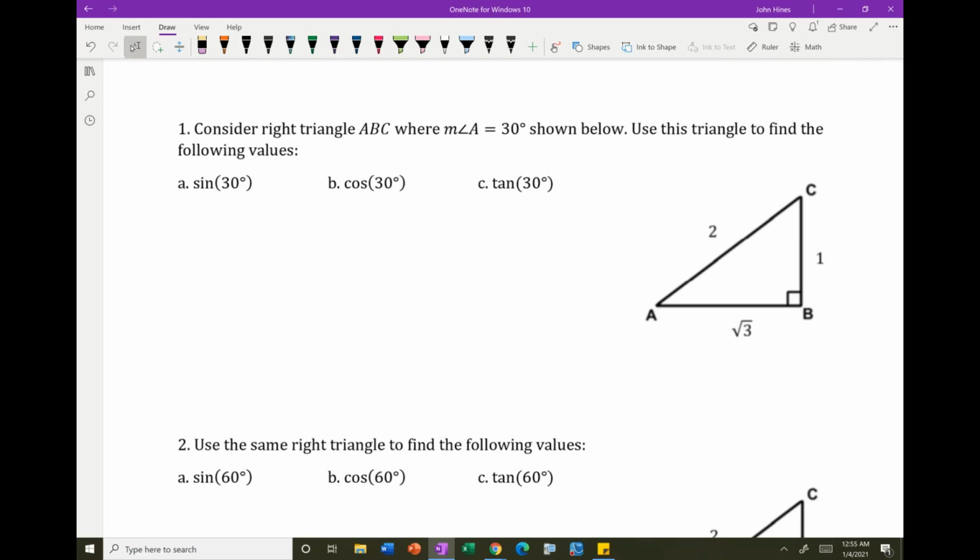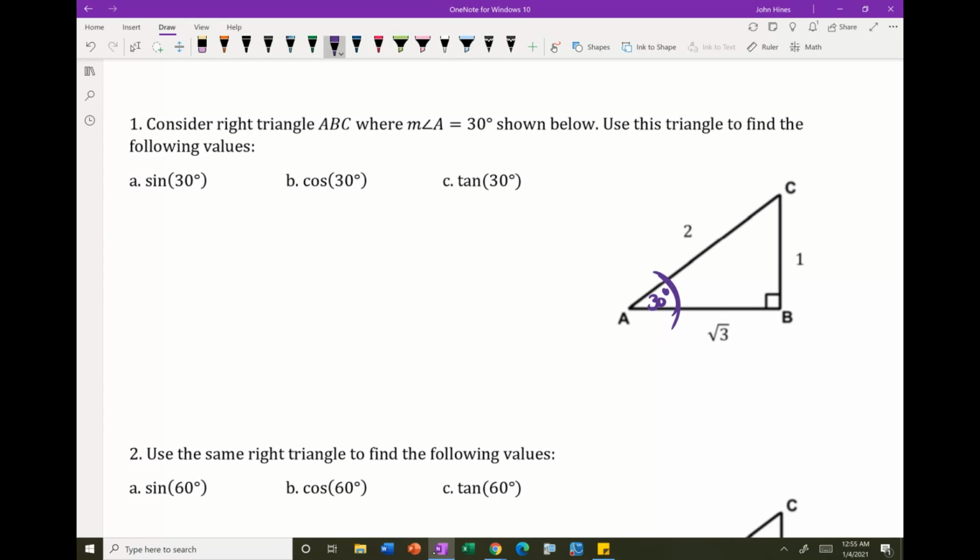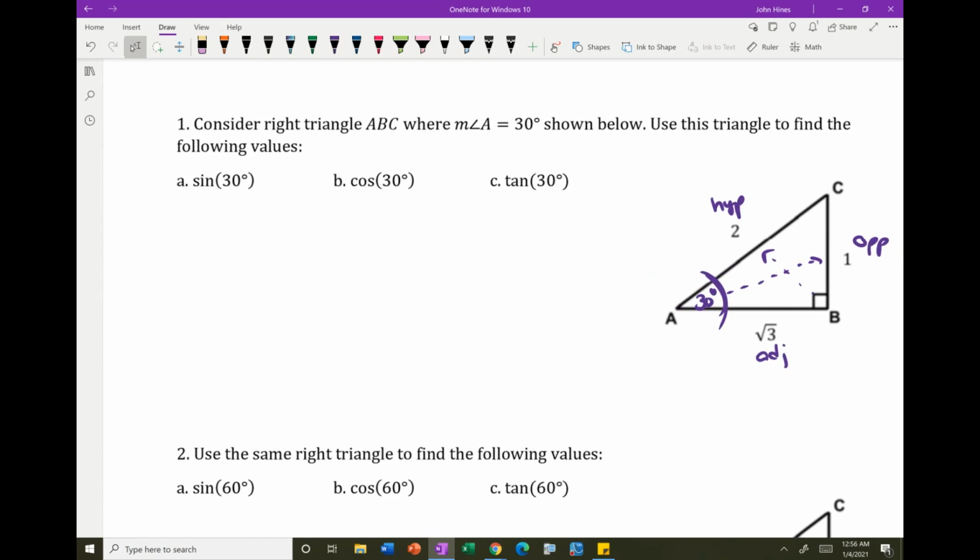So consider right triangle ABC where the measure of angle A is 30 degrees. Use this triangle to find these values. So when I deal with a triangle, I'm working with 30 degrees here. I label it. The first thing I label is my hypotenuse, which is across from my right angle. And then I label my opposite side, which is opposite the angle, which leaves me with my last side, my other leg, being the adjacent side. So it just takes knowing what these ratios are. When I input a 30 into the sine function, sine is opposite over hypotenuse, 1/2.